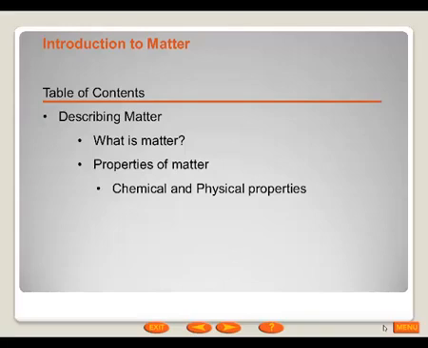Introduction to matter. In this section we are going to describe matter, talk about what specifically it is, and then properties of matter. And we'll specifically look at chemical and physical properties of matter.